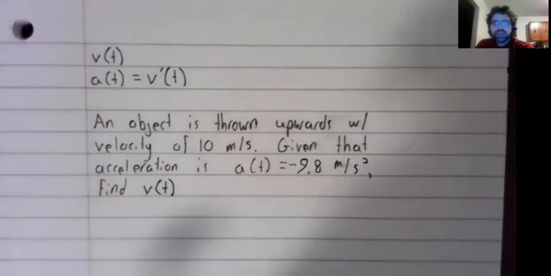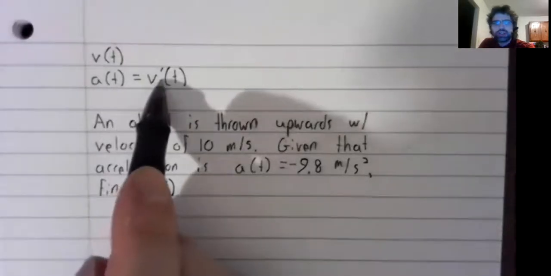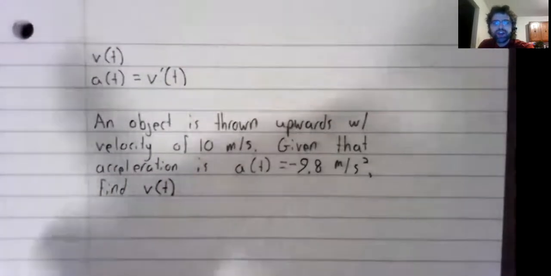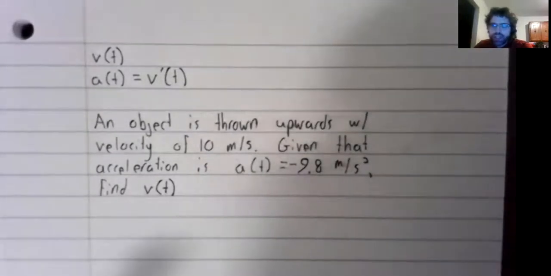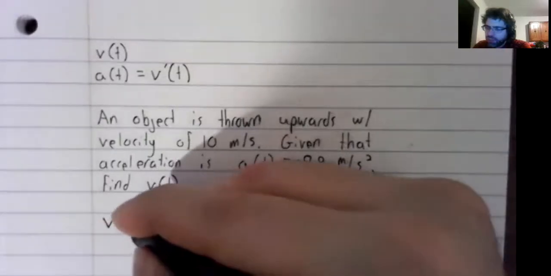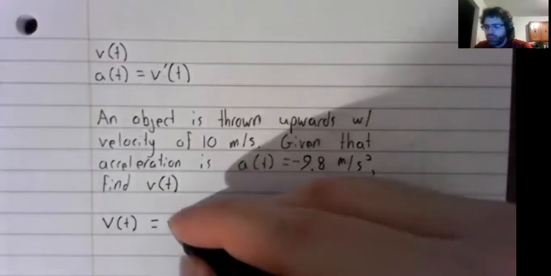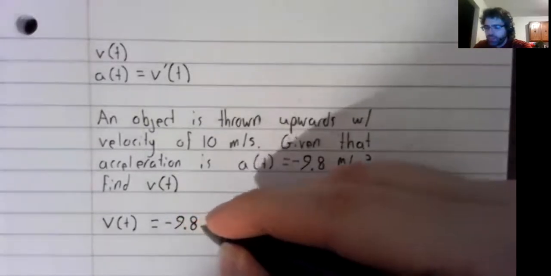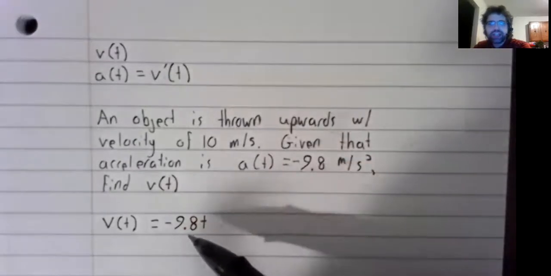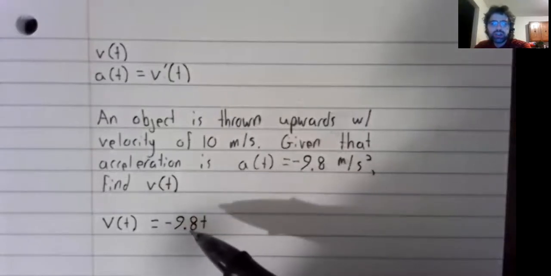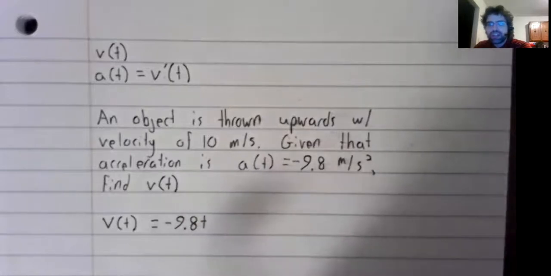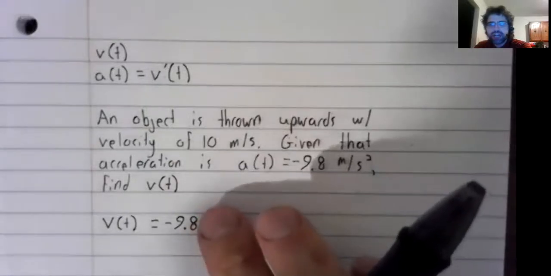A problem like this is the opposite of the problems we have been doing. Instead of starting with a function and trying to find its derivative, we start with the derivative and try to find the function. If we give this a little thought, we might eventually conclude that the velocity should have a -9.8 t term in it, because when you take the derivative of this, you'll get -9.8.